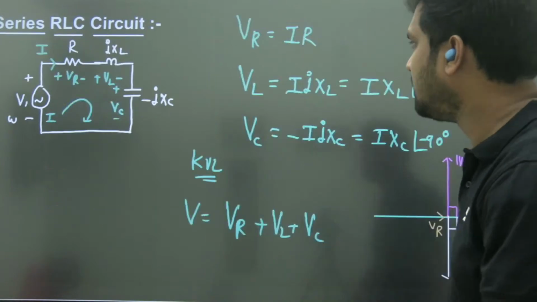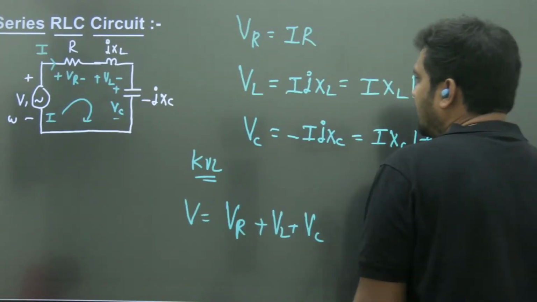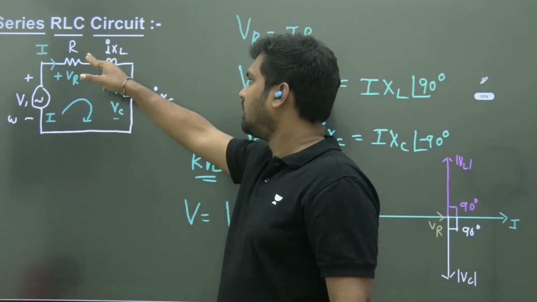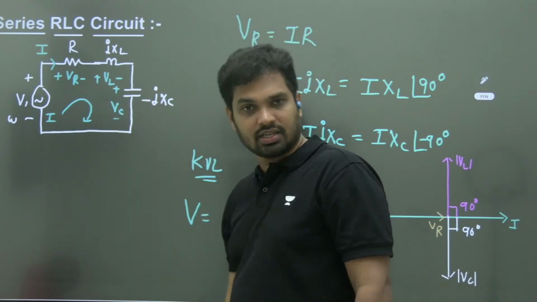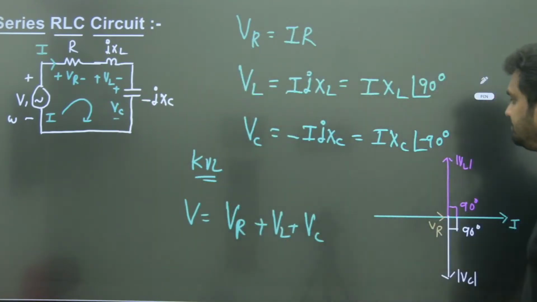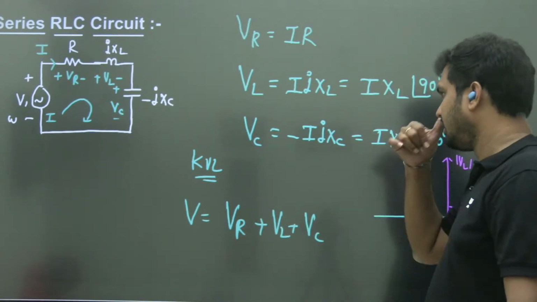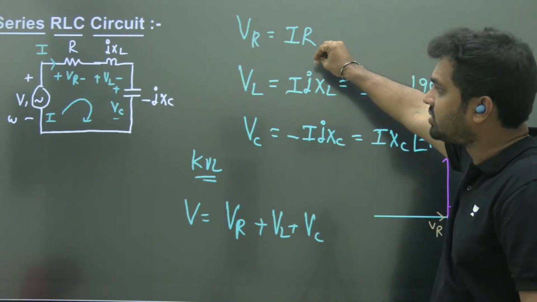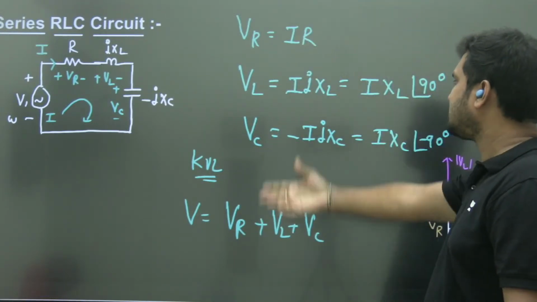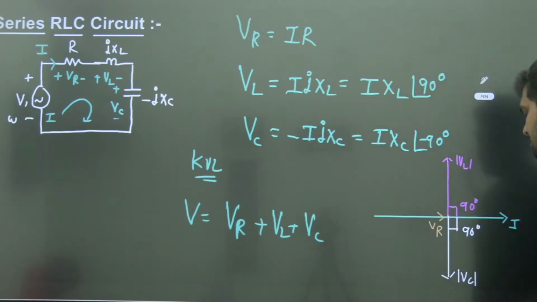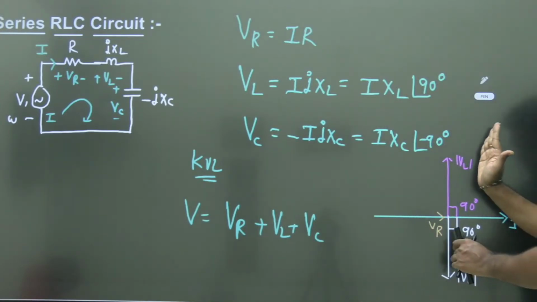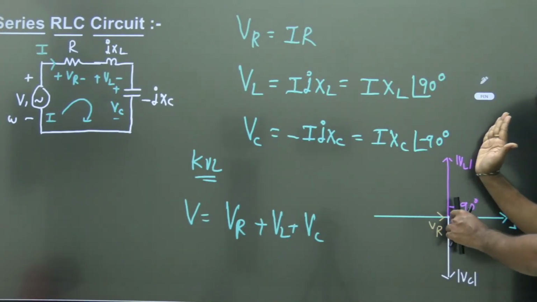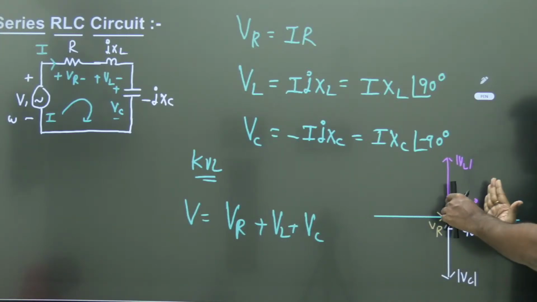So the next one is RLC, which is combination of RL and RC. VL equal to IJXL, VC equal to minus IJXC. So what is your KVL? KVL is VR plus VL plus VC. Voltage in the resistor always in phase. Voltage in the inductor always plus 90 degrees. Capacitor always minus 90 degrees. So now two vectors are in opposite direction by 180 degrees. The resultant will be subtraction of the both.